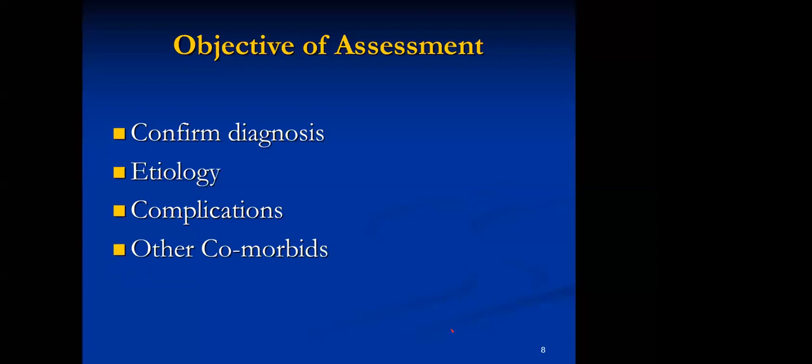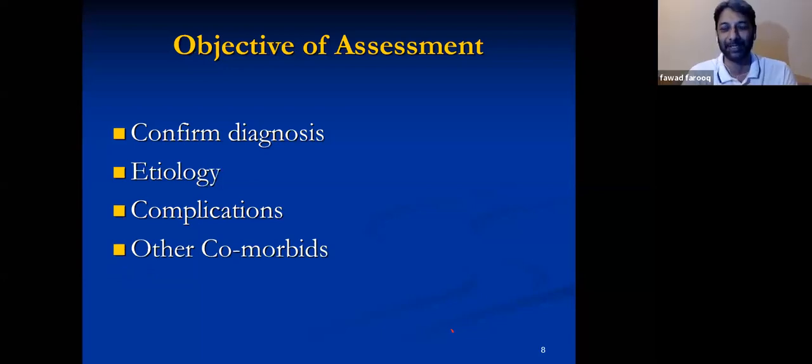And lastly, you have to assess for other comorbids. You are asking him to go back and follow up with blood pressure reading, okay? But he needs lipid profile, he needs fasting blood sugar, he needs other assessment to look for other major risk factors as well. So whenever you see a patient with high blood pressure, you have to judge him according to these four objectives: confirm diagnosis, looking for etiology, looking for complications, and looking for other comorbids.